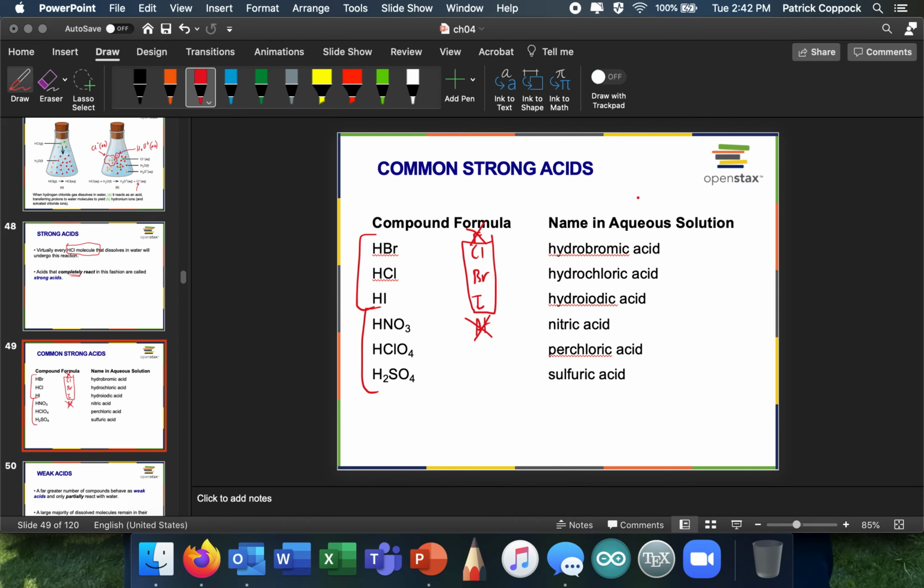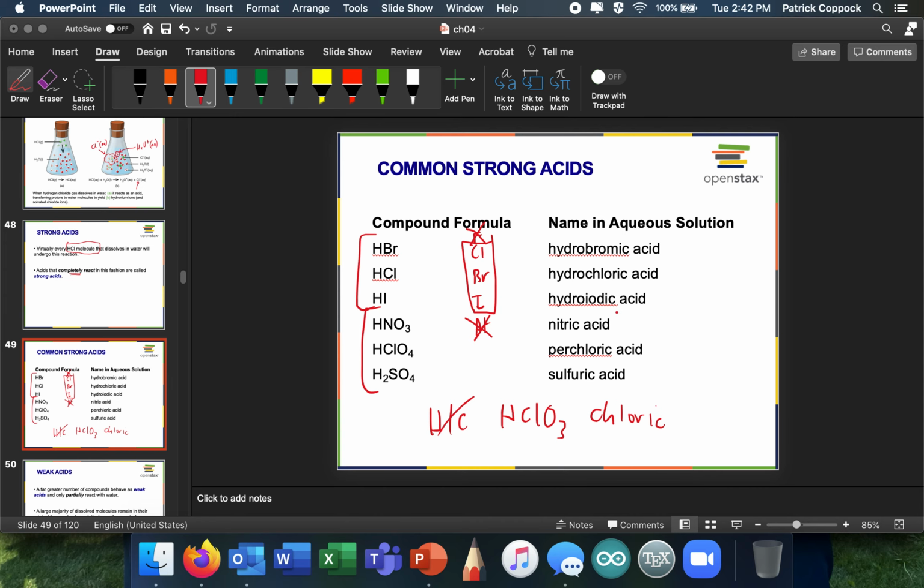There are other, some textbooks will say HClO3, which is chloric acid, is pretty strong, and some textbooks will include this in the list of the 6 strong acids. They might say 7 strong acids if you want to call chloric acid one. And by the way, that's easy enough to remember because you can see it's pretty similar to perchloric acid, right?